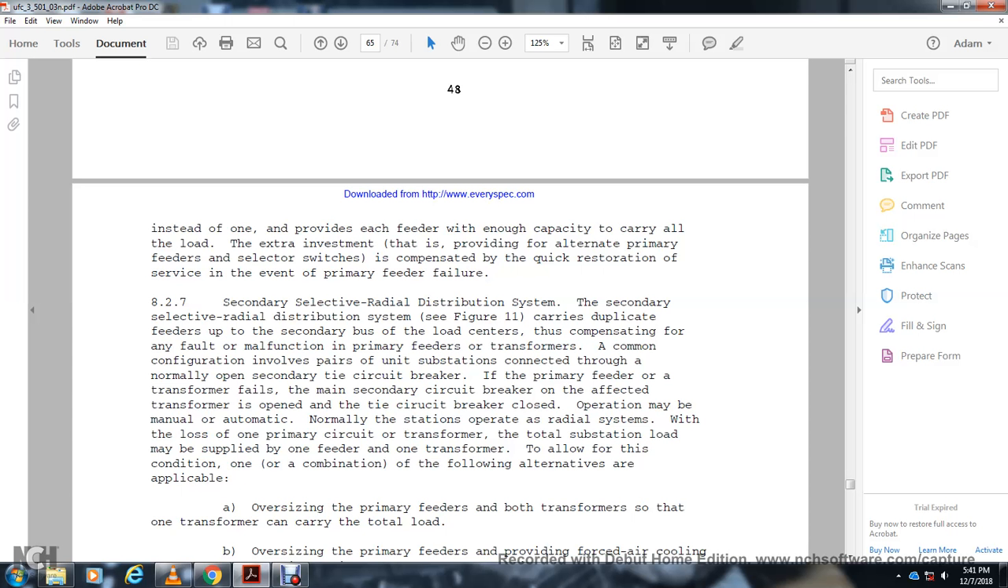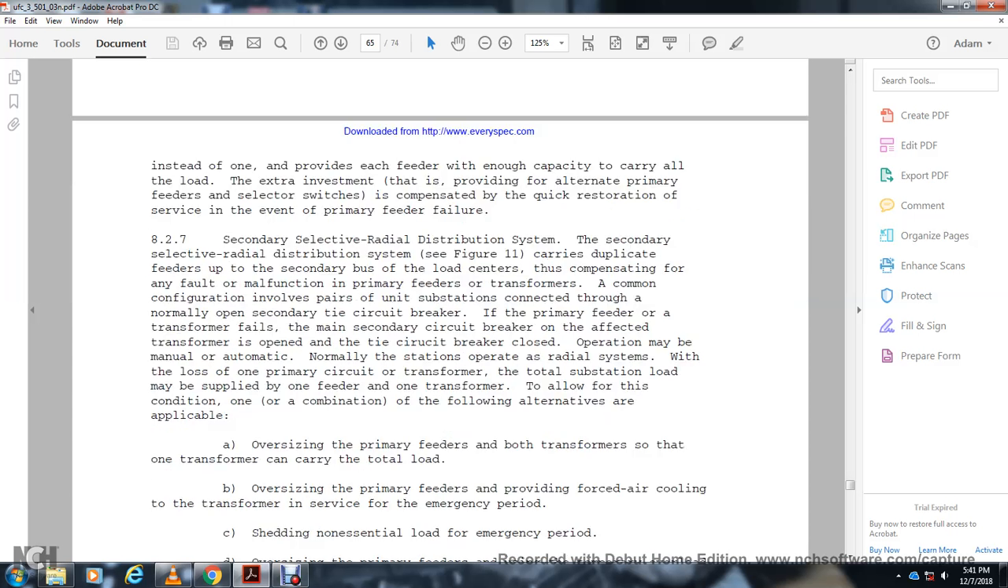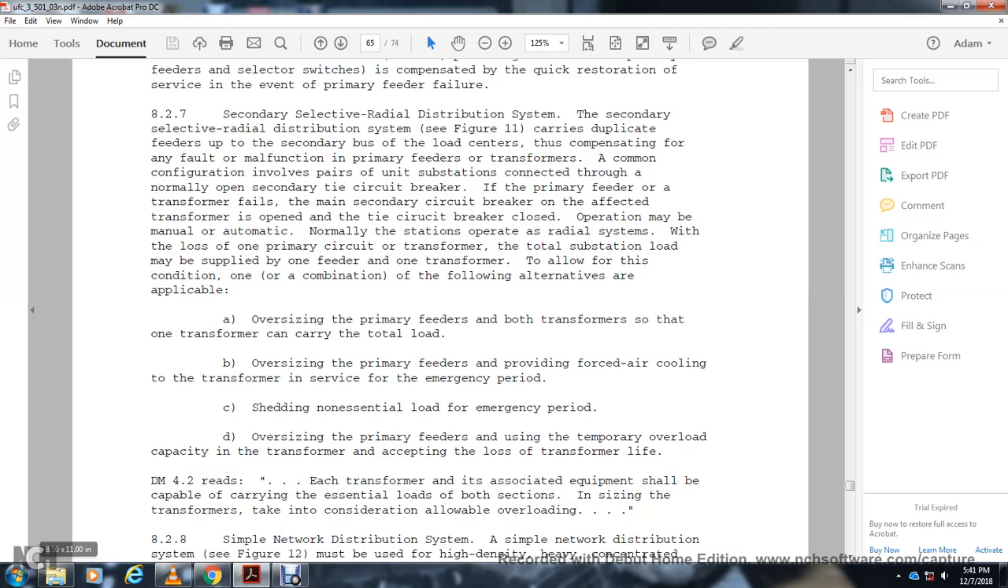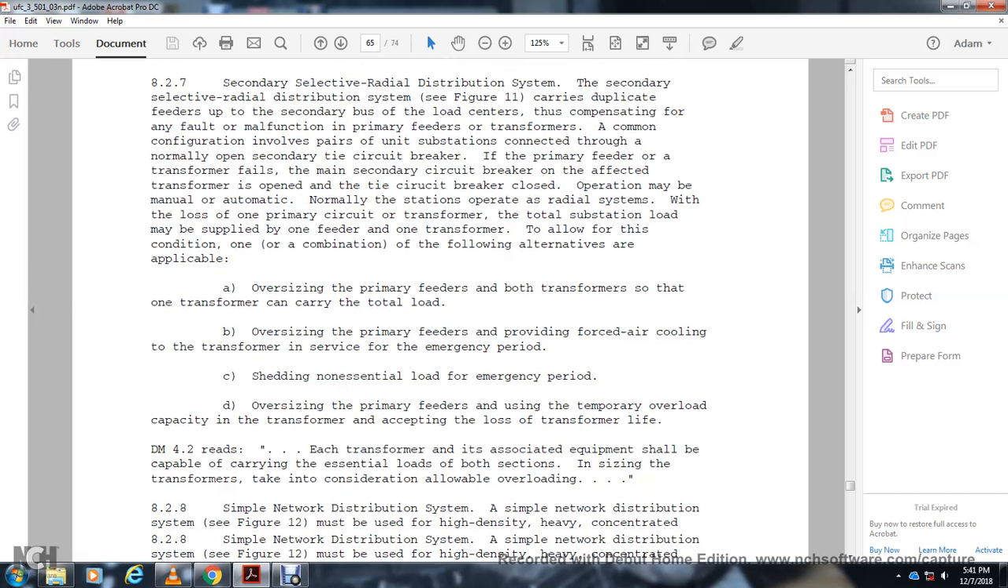Oversizing the primary feeder of both transformers so that one transformer can carry the total load. Oversizing the primary feeder and providing forced-air cooling of the transformer to strip the emergency period. Shedding non-essential load during the emergency period. Oversizing the primary feeder for temporary overload within the capacity of the transformer. Accepting the loss of transformer life. Each of the transformers and associated equipment shall be capable of carrying the essential load of the whole section inside the transformer, taking into consideration allowable overload.